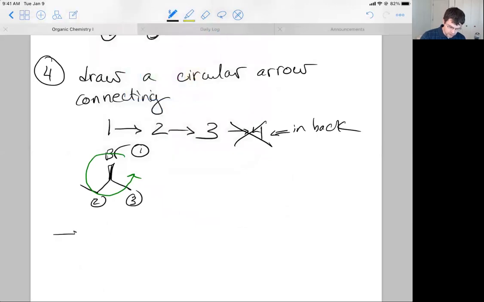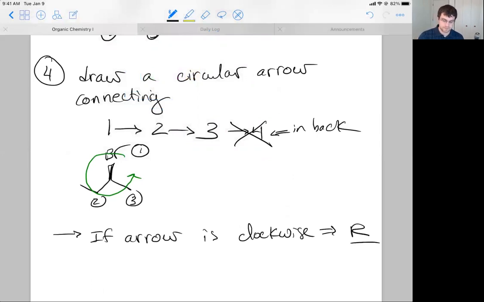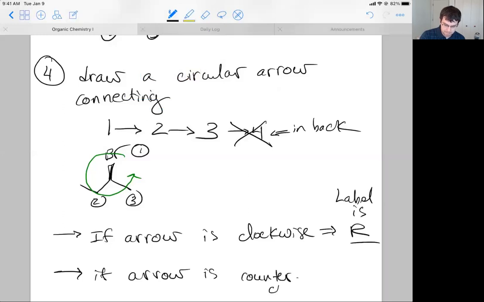Now with our circular arrow drawn, we're going to inspect that arrow. If the arrow is clockwise, then we have an R stereocenter. If the arrow is counterclockwise, we have an S stereocenter.